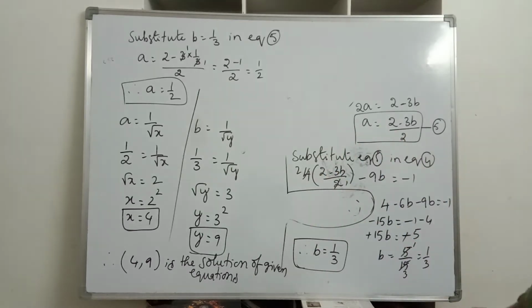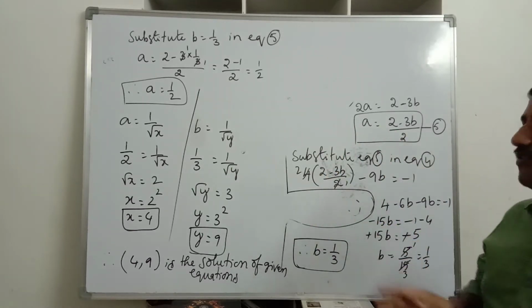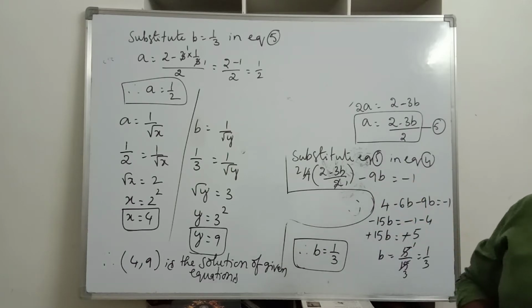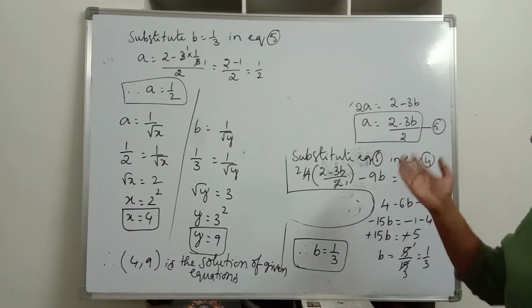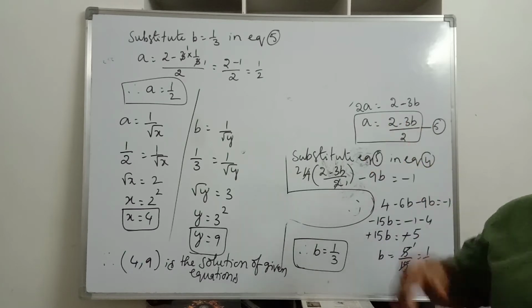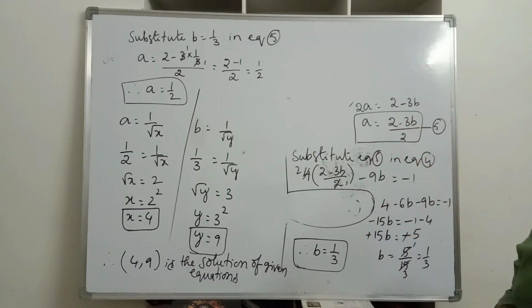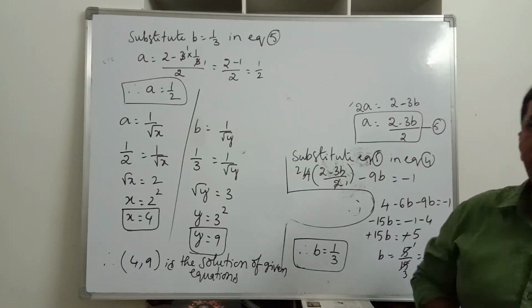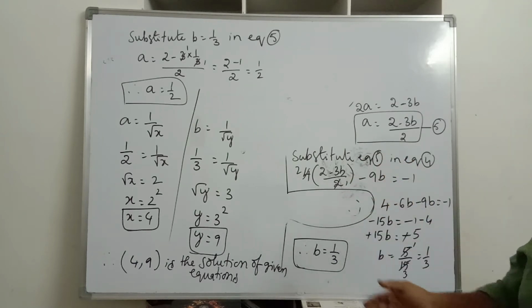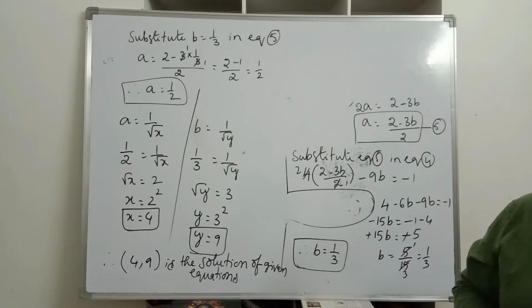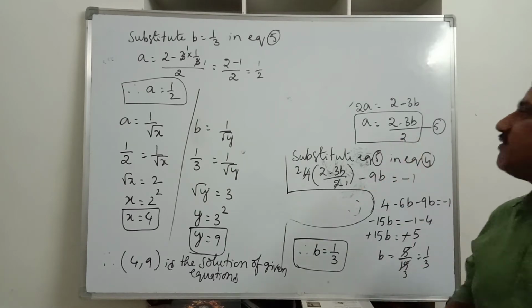Solve those two linear equations using any of the given methods, that is, the algebraic methods. We will get the values of a and b. Then you substitute in what we have taken: a is equal to 1 by root x and b is equal to 1 by root y. We will get the x value and y value as 4 and 9 respectively. Like this we will solve the equations.